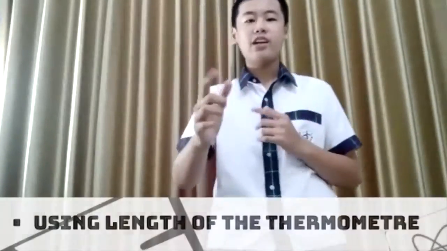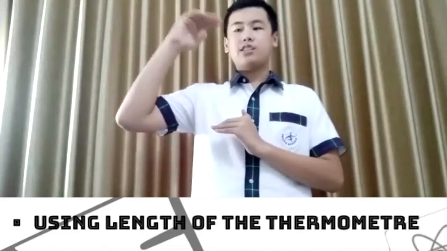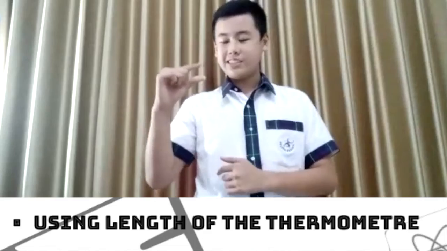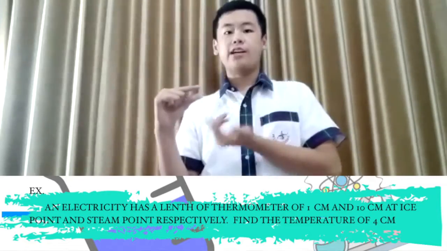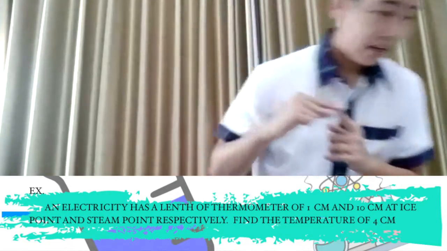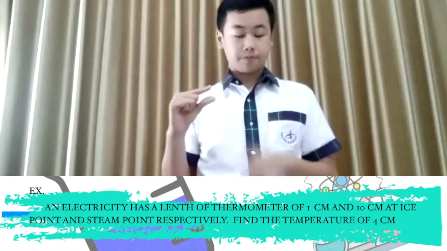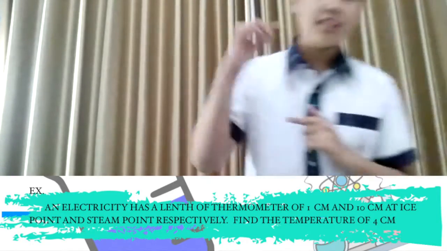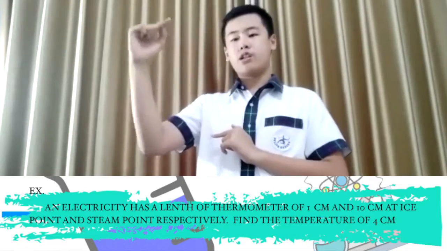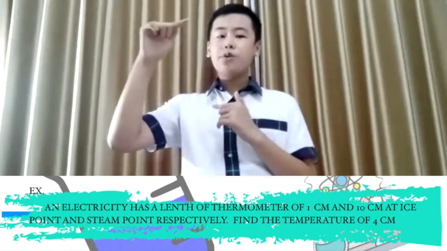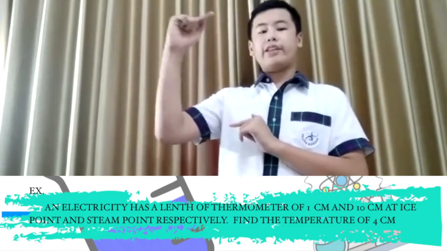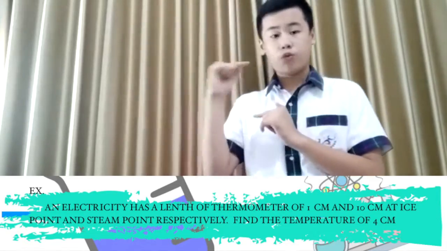The second way is using the length of the thermometer. For example, a thermometer has a length of 1 centimeter at the ice point, or 0 degrees Celsius, and a length of 10 centimeter at the top, or 100 degrees Celsius. So this is the thermometer. Now we should find the temperature when the length is 4 centimeter. So this is the calculation.